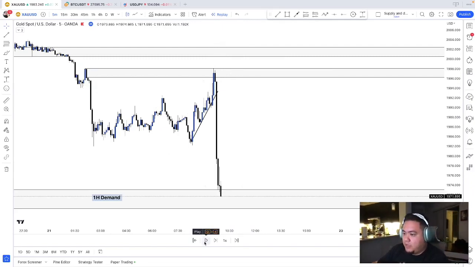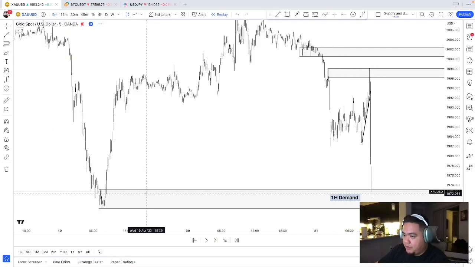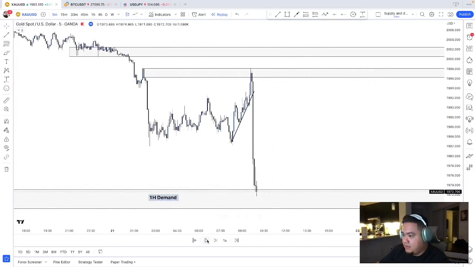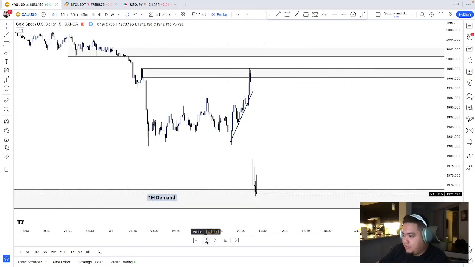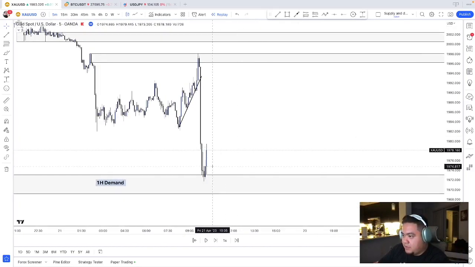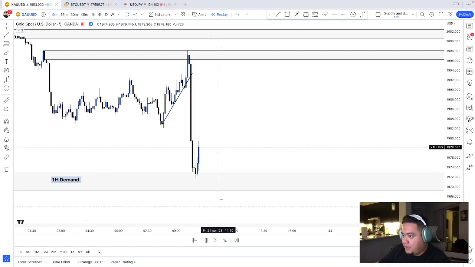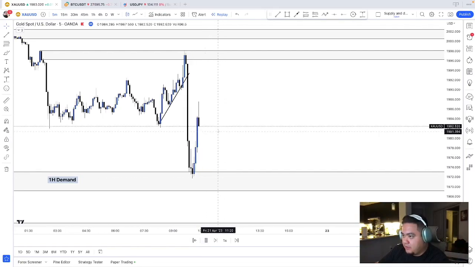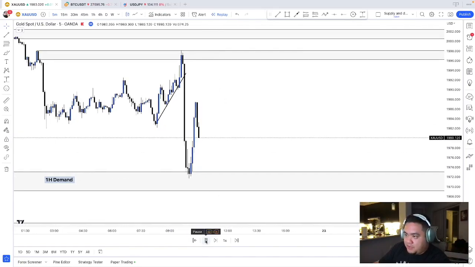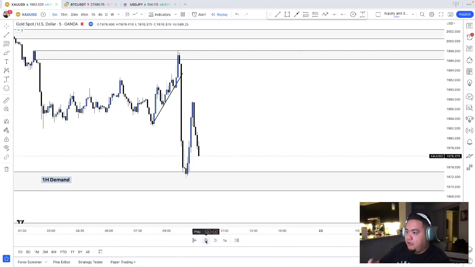So price came into this 1 hour demand, and I had this drawn out before, but look, price taps the 1 hour demand. We have buyers step in, there's some buy orders in. We start to see price reverse, and we start having a bounce play happen. I'm still watching, still waiting, letting the day go by.